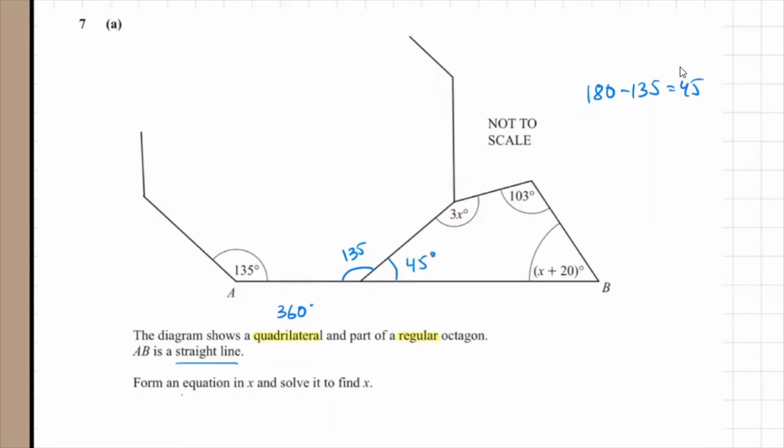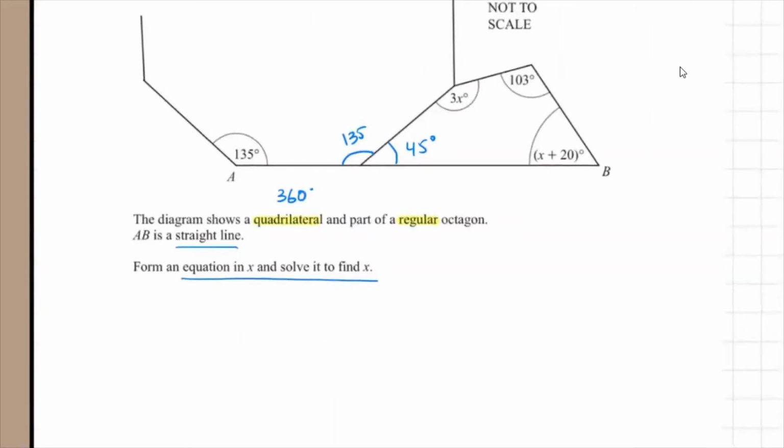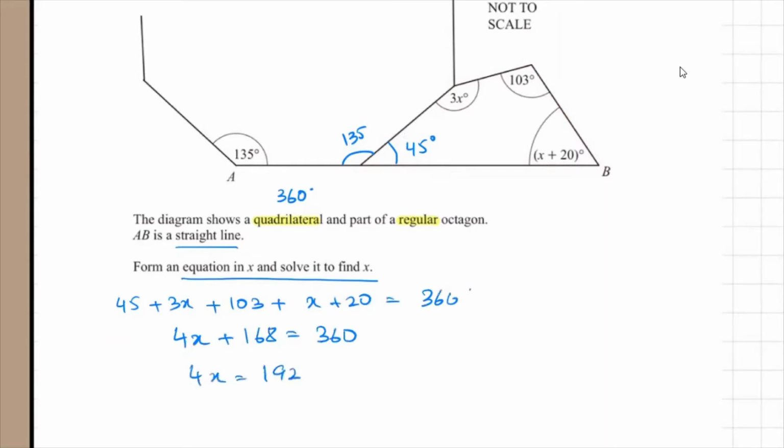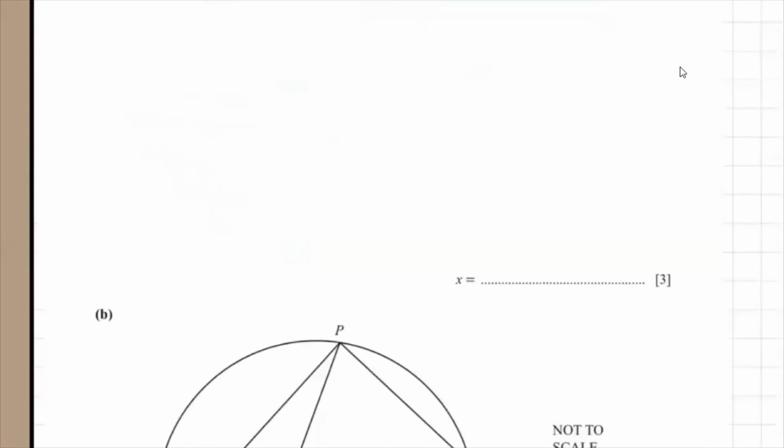Now I have to form an equation in x and solve it. Since it's a quadrilateral, the sum of all the angles in this shape is going to be 360 degrees. So 45 plus 3x plus 103 plus x plus 20 equals 360 degrees. You simplify this: 4x plus 168 equals 360 degrees. 4x equals 192 degrees and ultimately x equals 48. So x equals 48 here. Okay, let's write it down here.